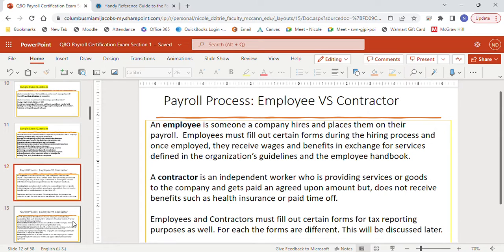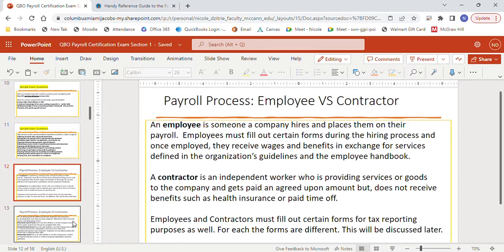The other type of person you can hire is an independent contractor. So an independent contractor is an independent worker who is providing services or goods to a company and gets paid an agreed upon amount, but does not receive benefits such as health insurance or paid time off.